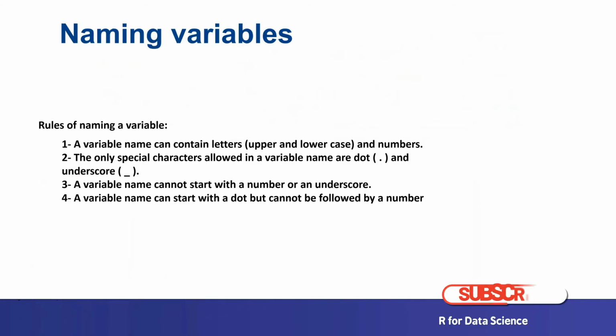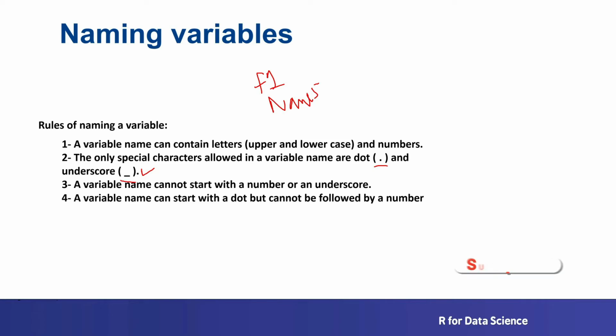Go to the next one. Now, naming variables, there are certain rules if you want to name a variable. A variable can contain letters, upper and lower cases, and numbers. You can name them like F1, N, name5, and so on. The only special characters allowed in a variable are dot and underscore. I'll tell you to only use underscore. Dot might get you confused with other commands. So just use underscore.